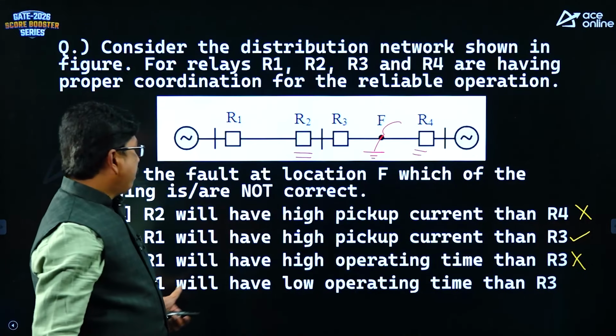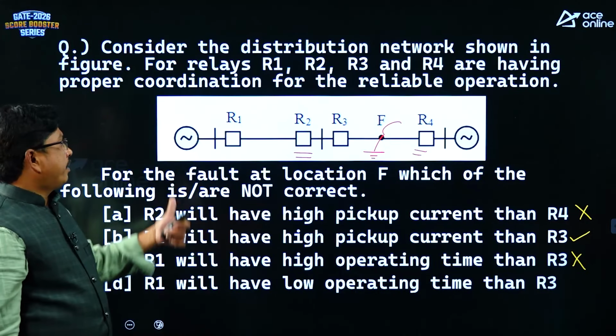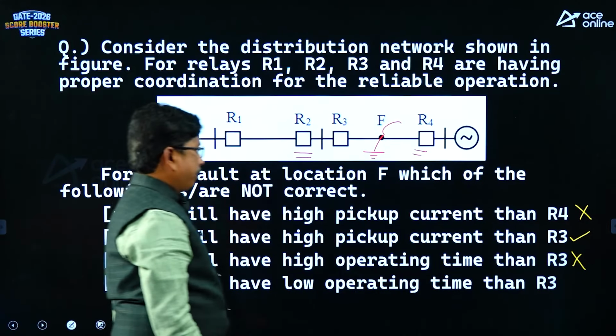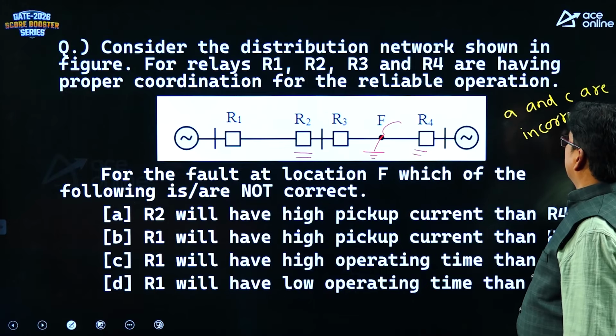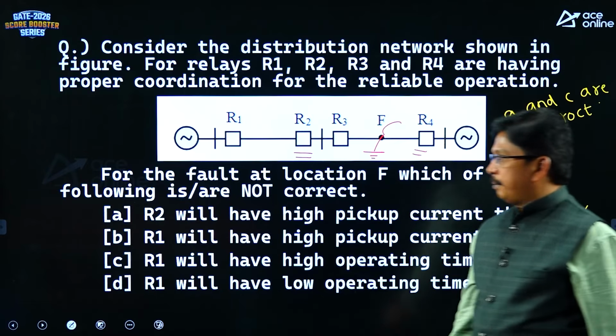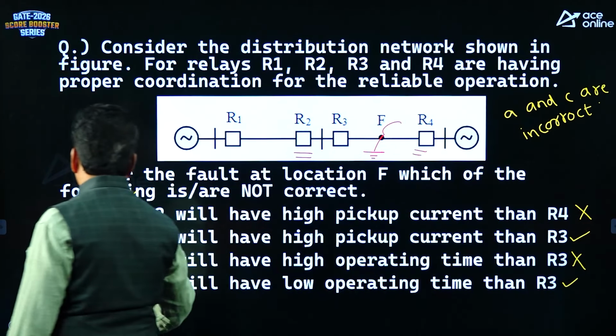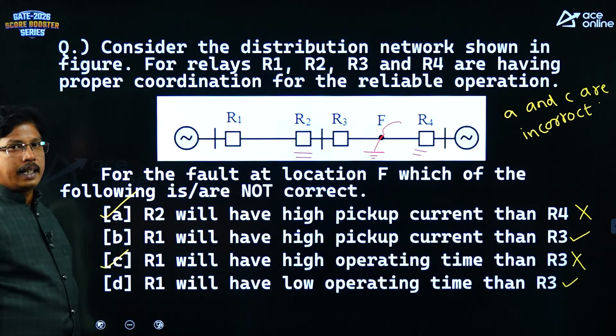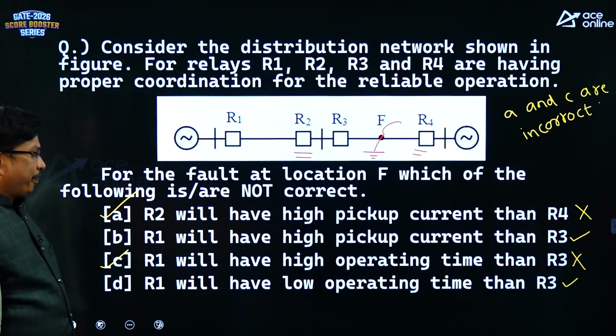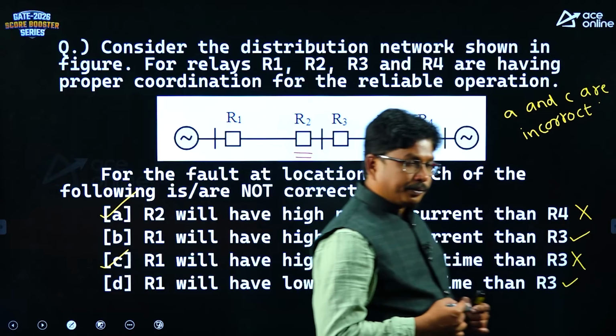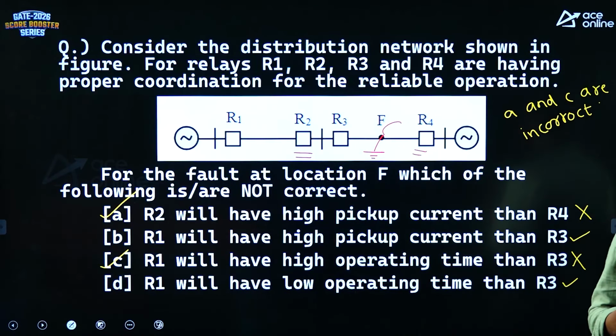Next one: relay 1 will have low operating time than that of relay 3. Okay, option D is correct. But they are asking for incorrect statements, no? So A and C are incorrect. For this one, A and C is the answer. They are asking for incorrect statements, so please check it clearly.